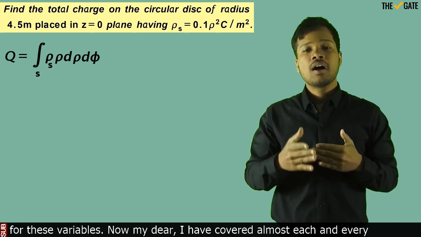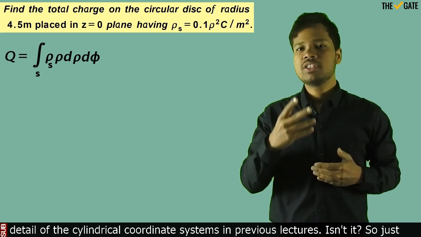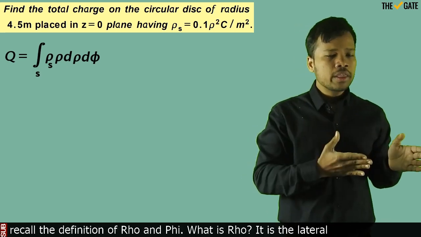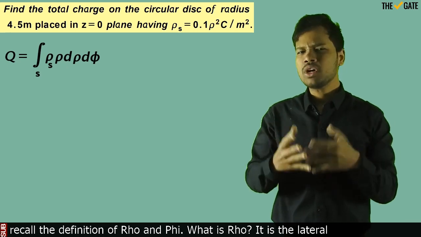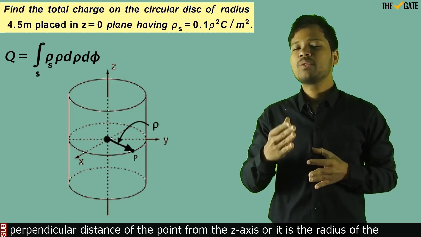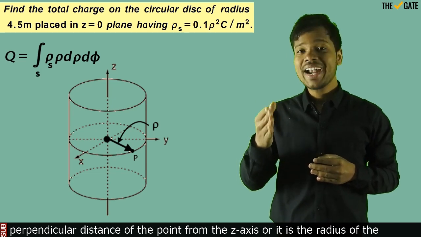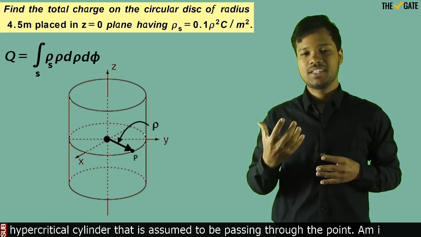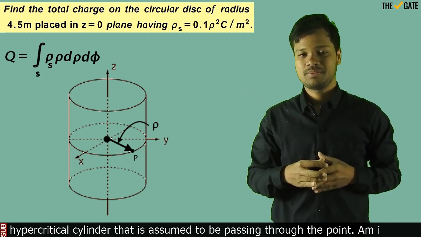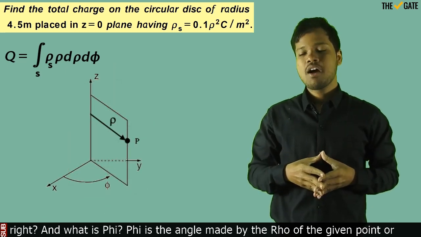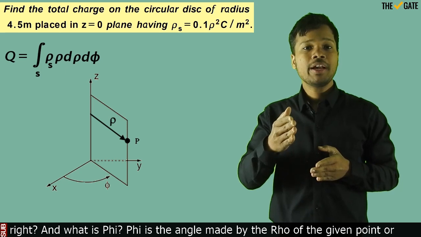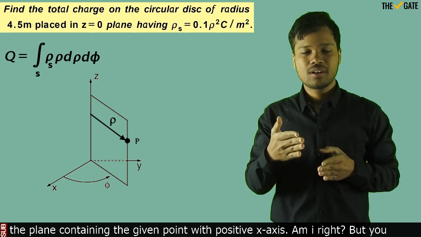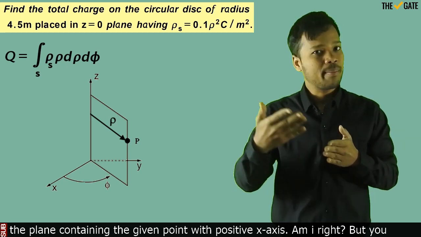Now, my dear, I have covered almost each and every detail of the cylindrical coordinate systems in previous lectures, isn't it? So just recall the definition of rho and phi. What is rho? It is the lateral perpendicular distance of the point from the z-axis, or it is the radius of the hypothetical cylinder that is assumed to be passing through the point. Am I right? And what is phi? Phi is the angle made by the rho of the given point, or the plane containing the given point, with the positive x-axis. Am I right?